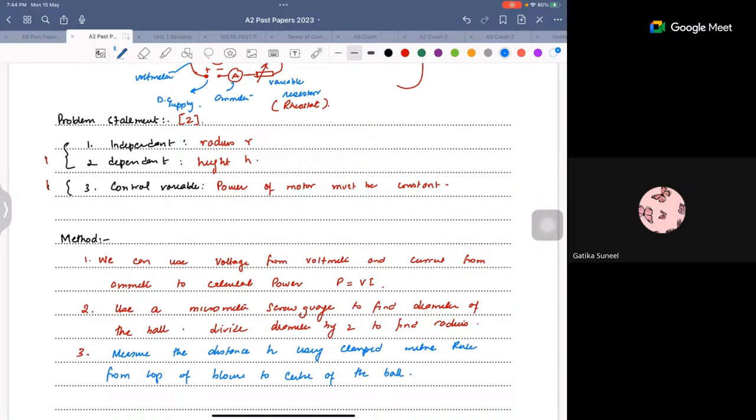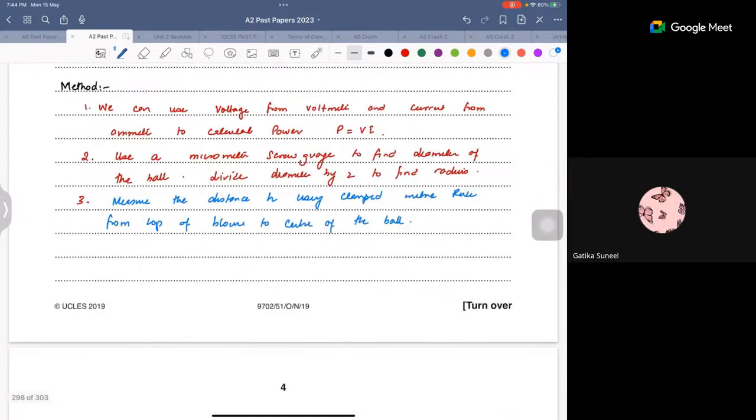No, it's just that you guys need to do a couple of papers before you go in. This is just a method. It has nothing to do with difficulty.